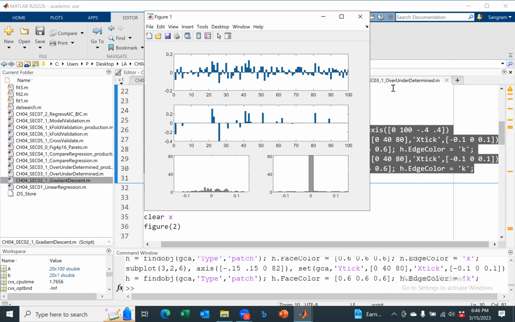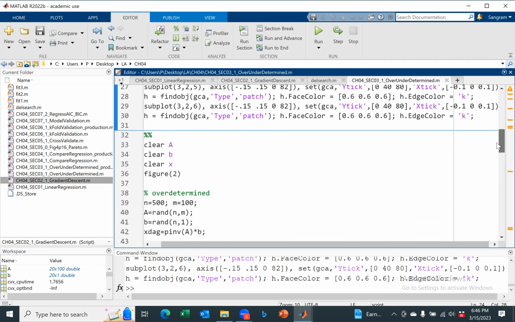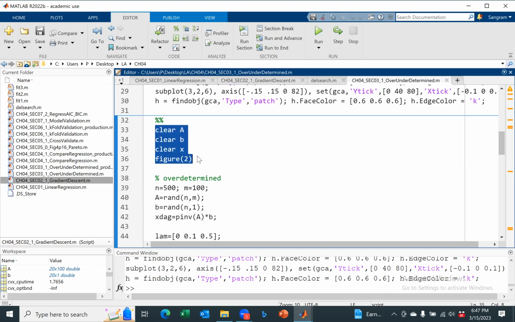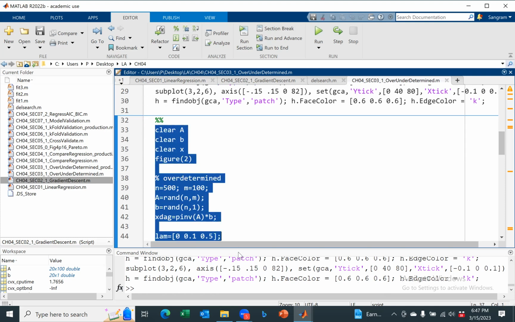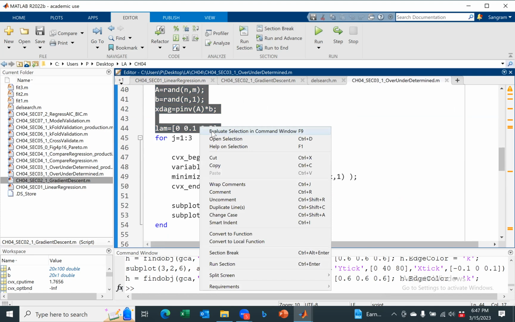Now, this is for an underdetermined system. So we are currently solving an underdetermined system. Now, how would this approach work if we have an overdetermined system, which means the number of equations is greater than the number of unknowns? So I'm going to clear it all. And now I'm going to solve this overdetermined system. And for the overdetermined system, please understand I have different values of lambdas. So evaluate.